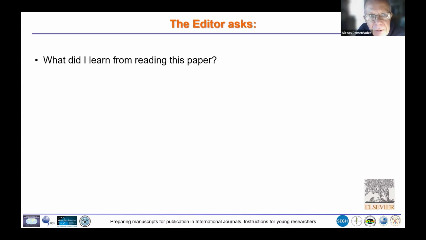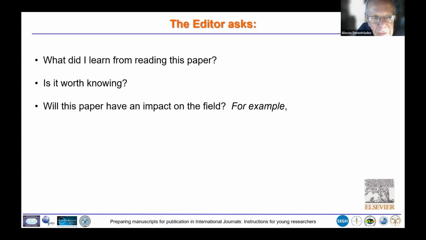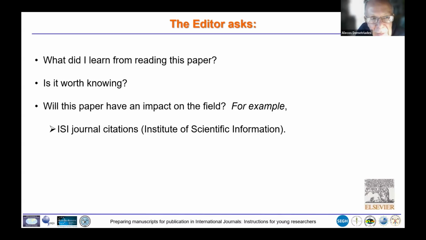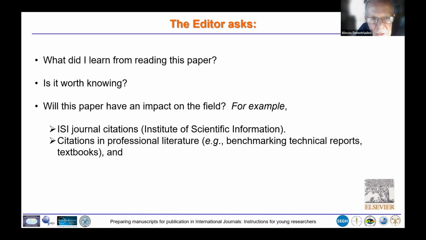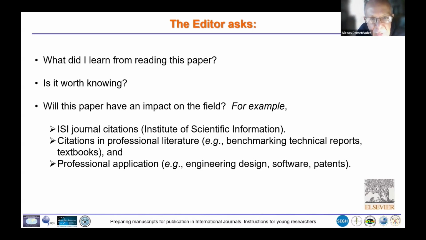The editor asks, what did I learn from reading this paper? Because usually the editor reads your paper first. What I usually do is read the abstract and conclusions. And if I don't like them, I just return the paper to you. Is it worth knowing? Will this paper have an impact on the field? For example, I look at journal citations, from the Institute for Scientific Information, and citations in professional literature, for example, benchmarking technical reports and textbooks, and professional application, e.g. engineering design, software, patents, etc.